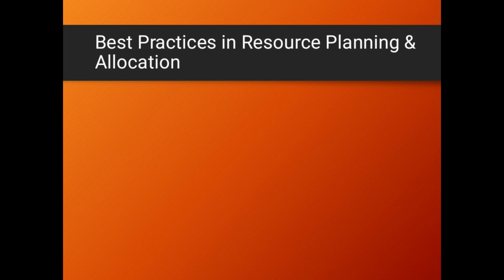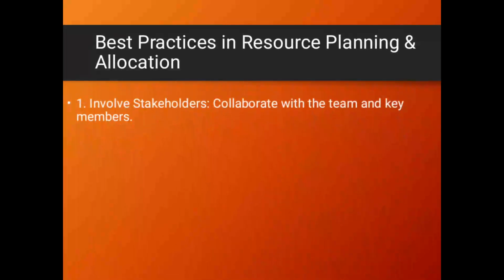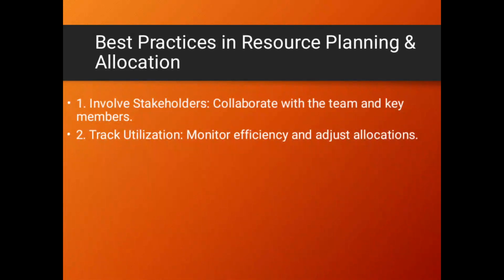Let's talk about best practices in resource planning and allocation. Number one, involve all the stakeholders. Everybody should be involved when you are trying to allocate the resources. Another one is task utilization. On that one, you need to monitor efficiency and adjust the allocations. You monitor how those particular resources are being used as you are doing your project, and at the same time you adjust if need be.